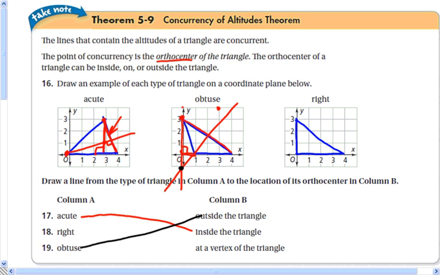And right triangles are really handy. The altitudes are the legs, so the altitude to this vertex is that leg. The altitude to this vertex is that leg, so we can see right there is going to be the orthocenter. On a right triangle, the orthocenter is at the vertex.